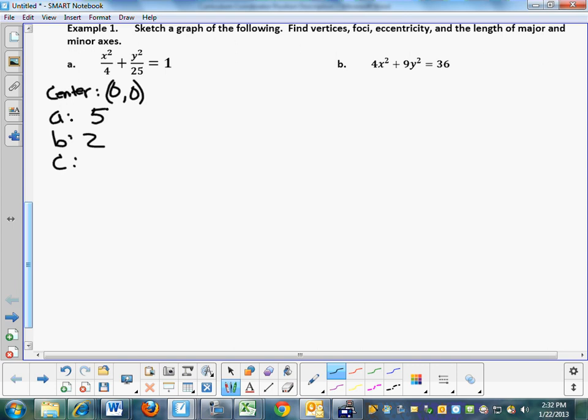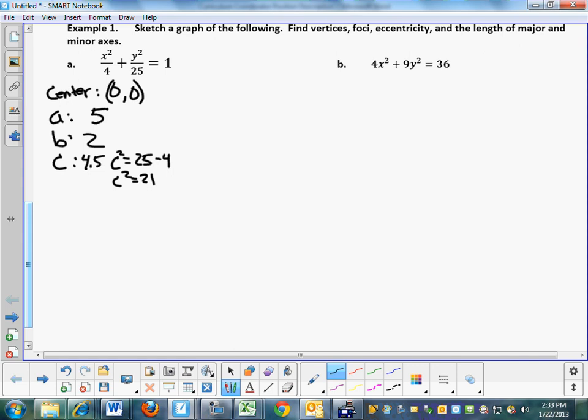Now I have to find C. In order to find C, I use my formula. C squared is equal to A squared, which is 25, minus B squared, which is 4, and I get C squared is equal to 21, or C is equal to approximately, say, 4.5. Square root of 21 is about 4.5. What do you think? Any questions how I got those? We can now sketch all the important parts of the ellipse.